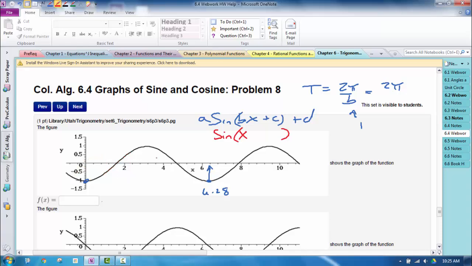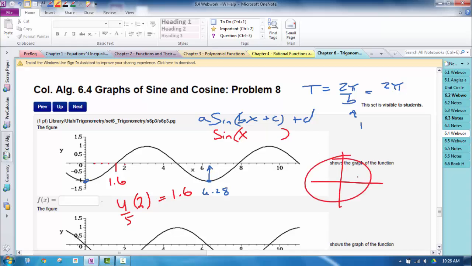This is where it gets a little tricky. But that looks to be about 1.6. Because if you go by 1, 2, 3, 4, 5 parts of 2, that's 0.4, so you're going by 0.4 every time. So 4/5 of 2 gives you 1.6. So that's about 1.6. Now you want to recognize what that is in the unit circle. In the unit circle, this is 0, this is pi over 2, which is really about 1.57. So that's the spot we're at.